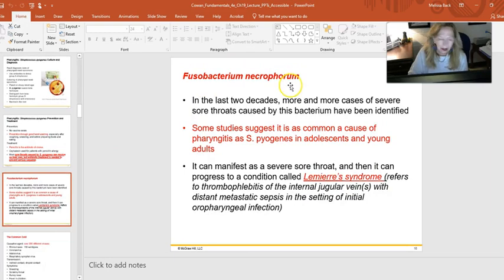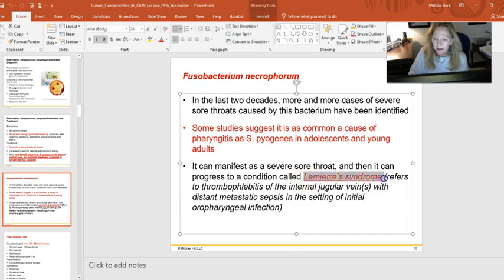Fusobacterium necrophorum, I'm not sure that that's on your etiology list, but if it is, here you can see it as well. In recent time, I know you think the last 2 decades isn't so recent, we're seeing it as a more common cause in young adults. This can be part of the normal microbiome, but when it gets an overgrowth, it can manifest itself, leading to very serious complications, such as Lemierre syndrome, which is phlebitis of the internal jugular veins, and it can then lead to sepsis.